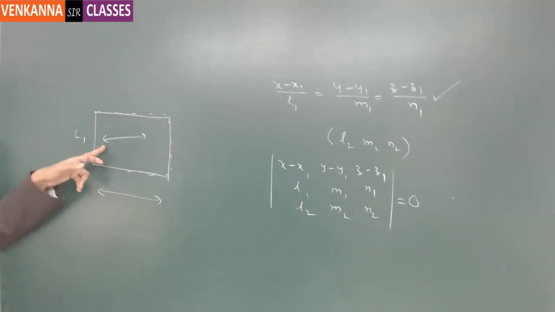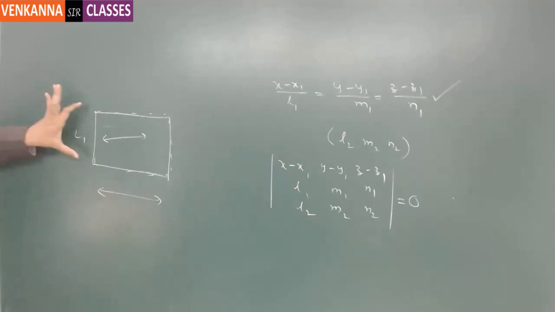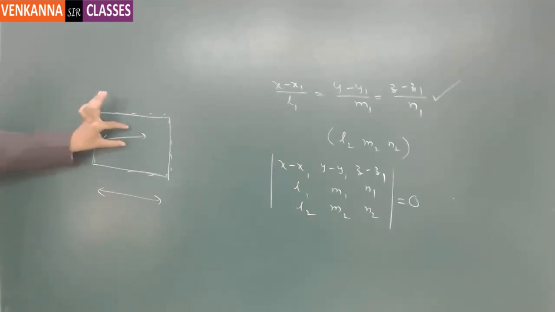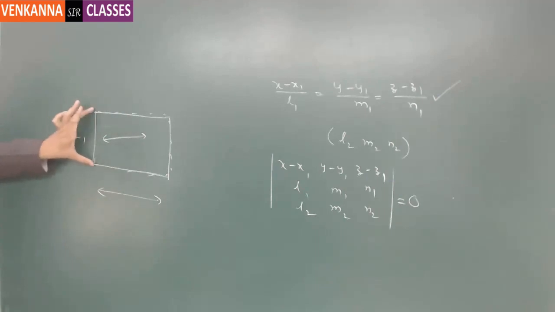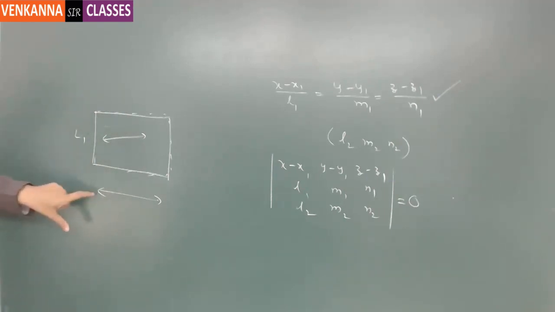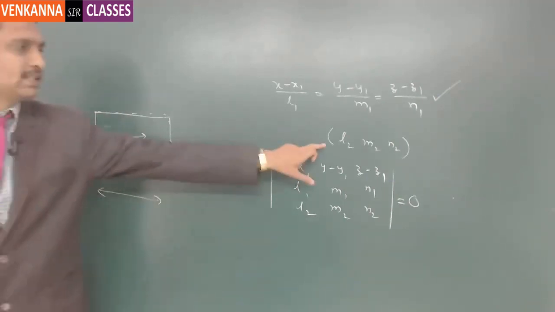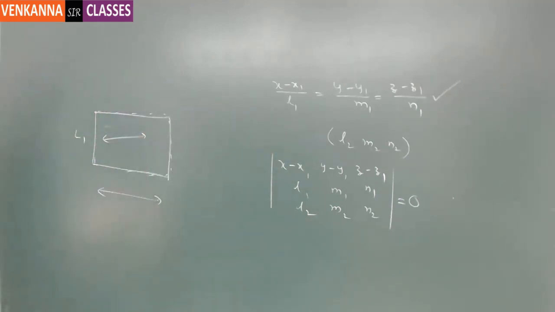This is the given line L1. I want to calculate a new plane which is passing through the line, and this plane is parallel to another line whose DCs are this. Okay? Right. That was the formula.